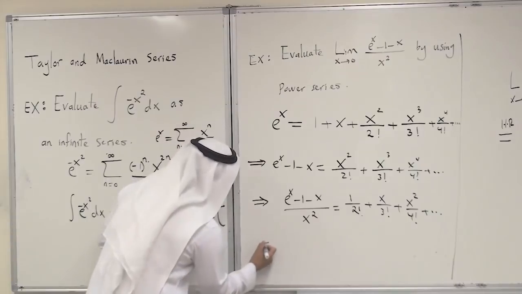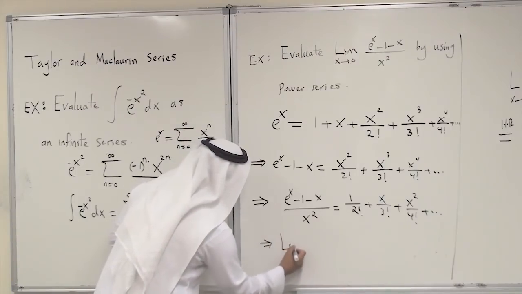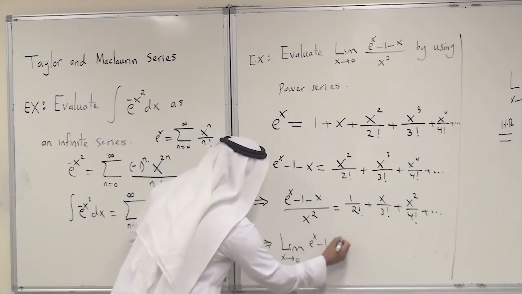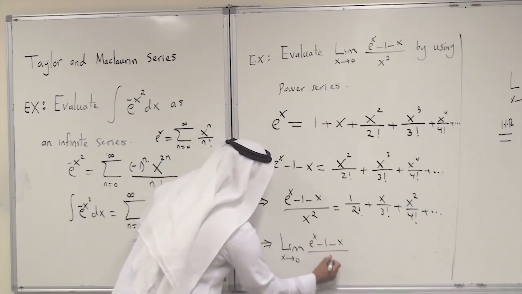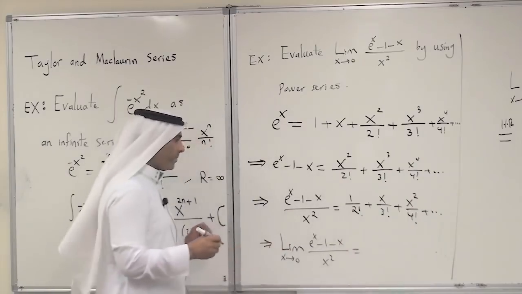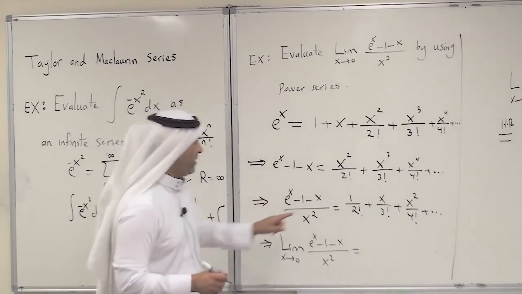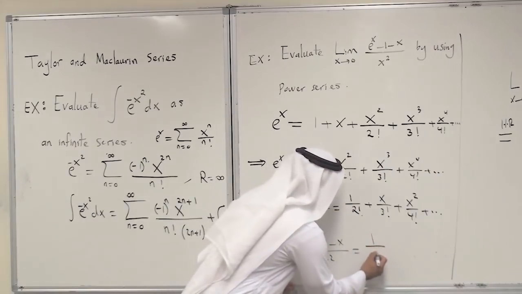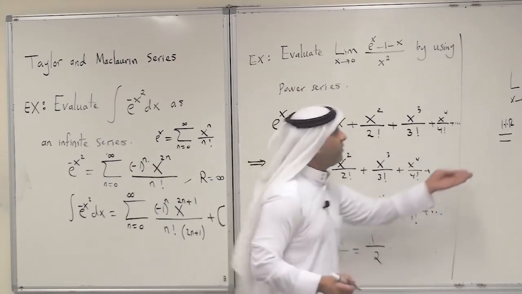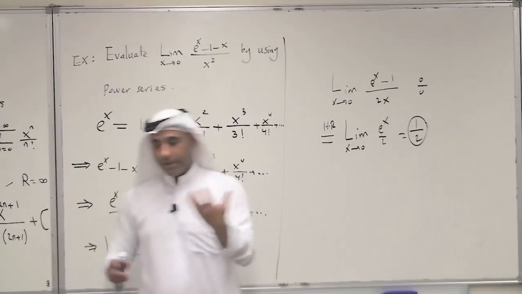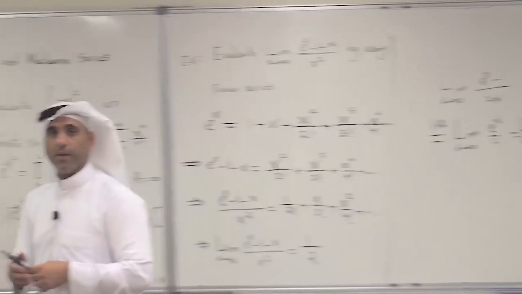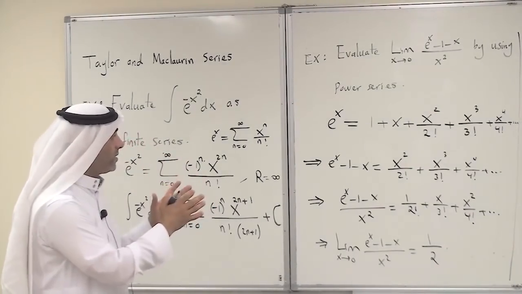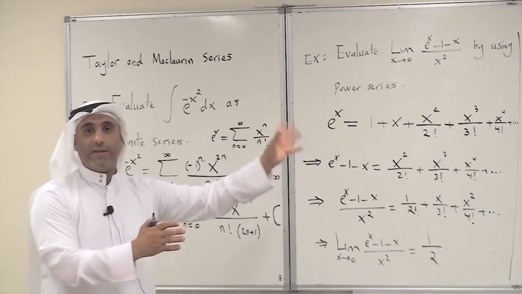Now, taking the limit of both sides, clearly we have the limit as x goes to 0 of (e to the x minus 1 minus x) over x squared will be equal to... taking x to go to 0, everything here will be 0 except the first term, which is equal to 1 over 2, and this result matches the result we got by using L'Hopital's rule. So yes, what we are doing here for series representation of functions fits with what we have done before.